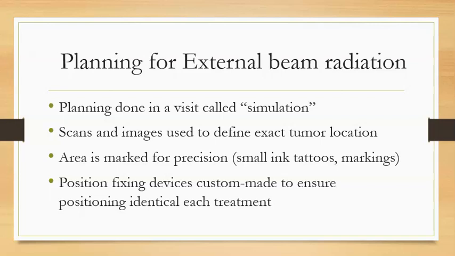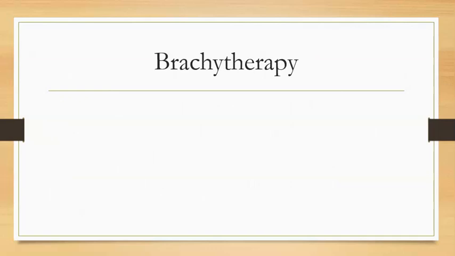Position fixing devices can be custom made. So, say somebody has a particular spot in the head that they need to radiate, they might have sort of a face mask that is custom made for them that holds them in a specific position to ensure that it's the same positioning every treatment and they always hit the right spot.